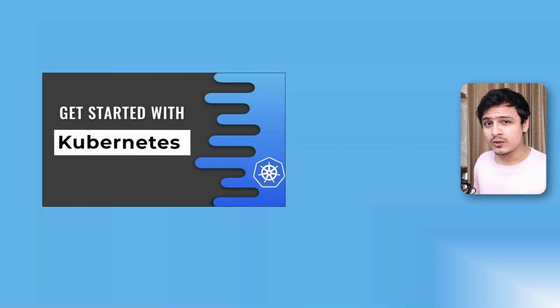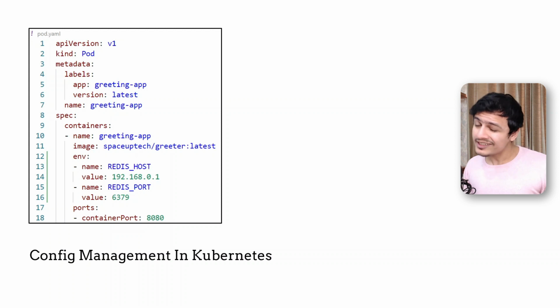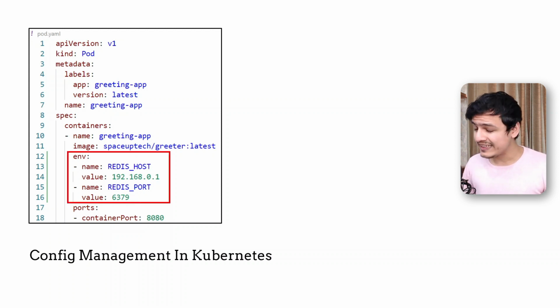In the previous video, we saw how we can use pods to deploy a container to a Kubernetes cluster. Let's build from there. This is what a pod looks like. Setting environment variables really is pretty straightforward. Simply specify a list of key value pairs for each environment variable you would want to set.